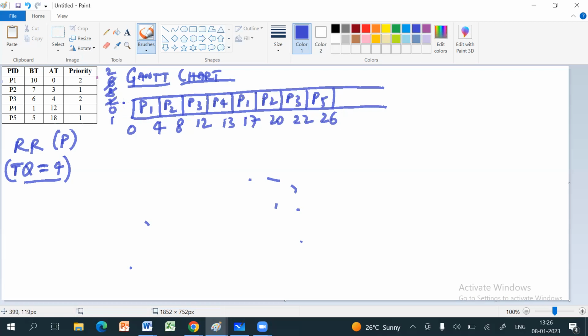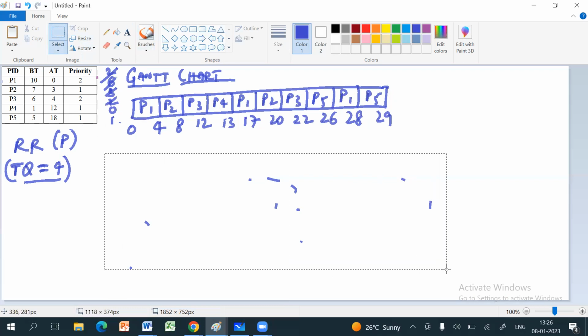So in the next round, as you are able to see, P2, P3, P4 have all completed. What is remaining is P1 and P5. And P1 and P5 require 2 and 1 each. Time quantum is 4, which is well within the limit. So P1 will continue till 28. So there's no more left. And P5 is only 1 unit. So it will continue till 29. So that's the Gantt chart for your round robin scheduling technique.